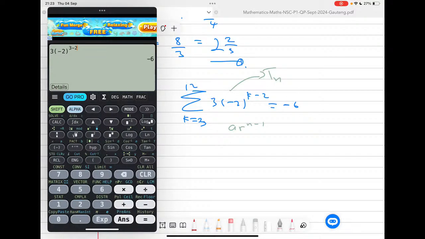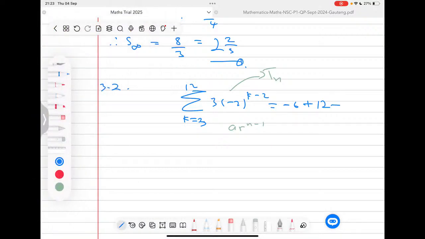And the next term, I'm going to put a 4, because after 3 comes a 4. So I'm just going to put a 4 there. Then it means the next term that I'm adding is a 12. And then I'm going to put a 5, because after 4 comes a 5. Then it means the next term that I'm adding here is a negative 24.